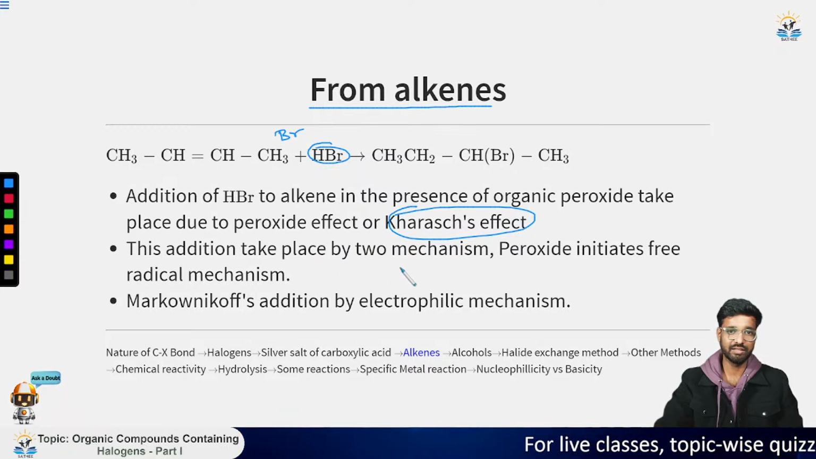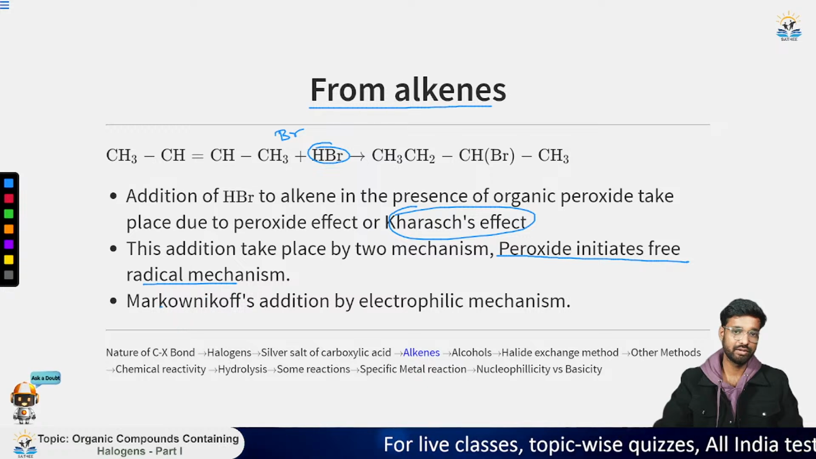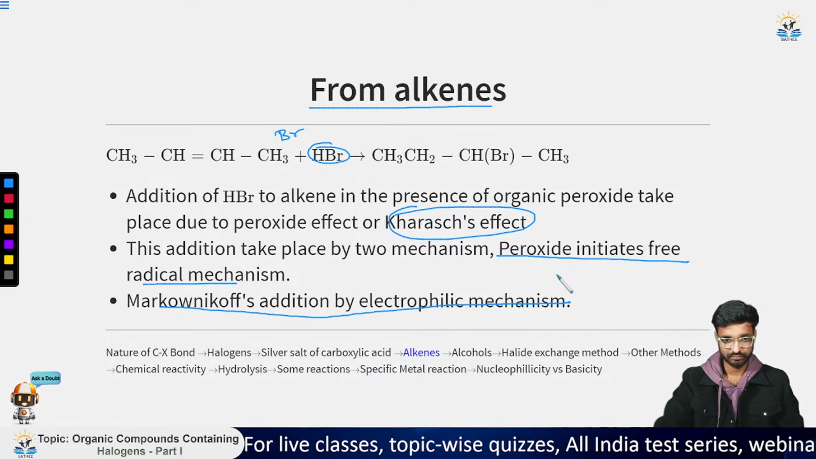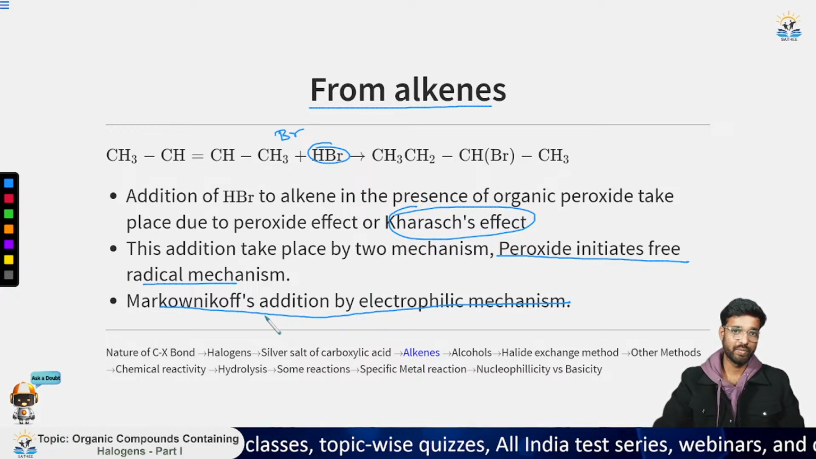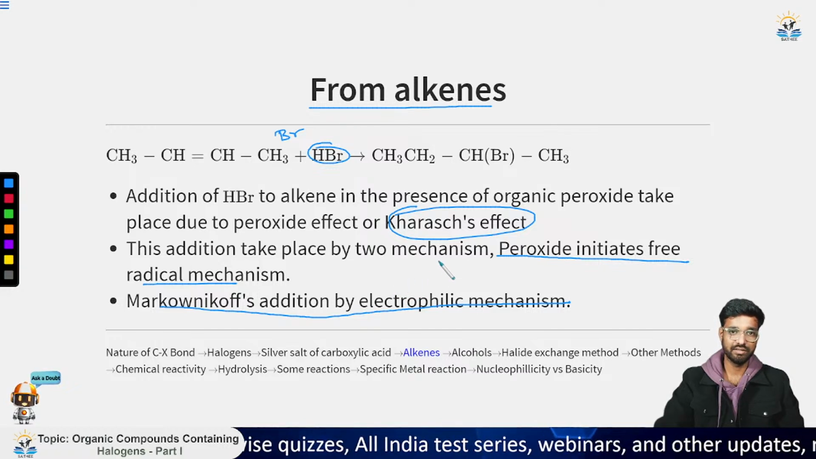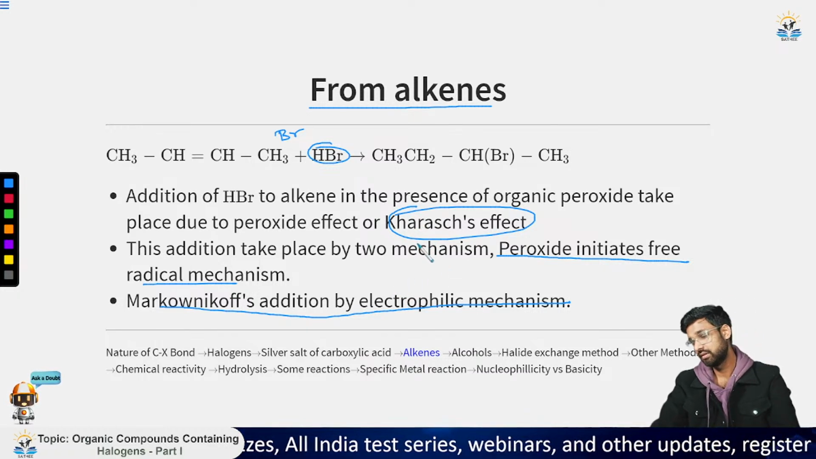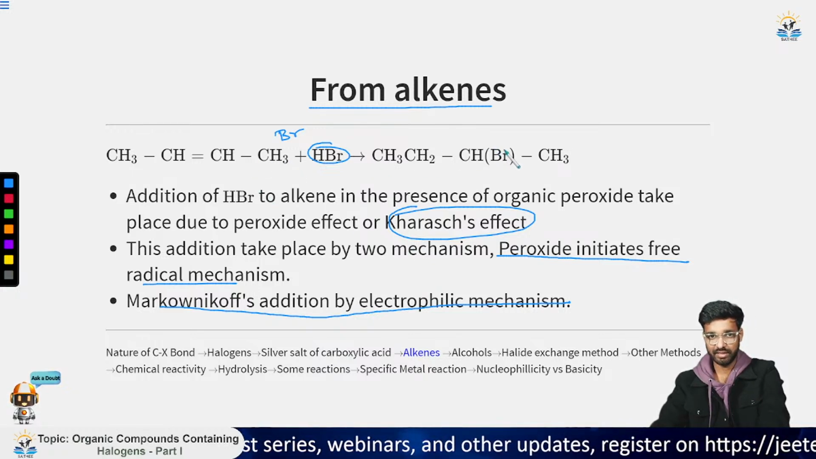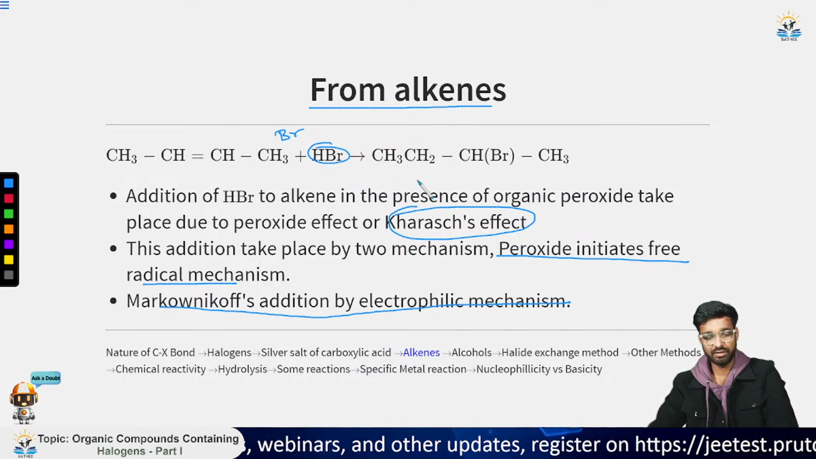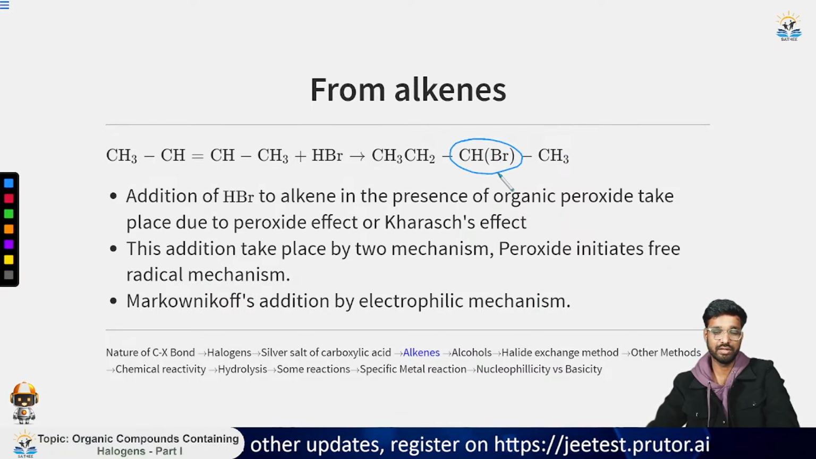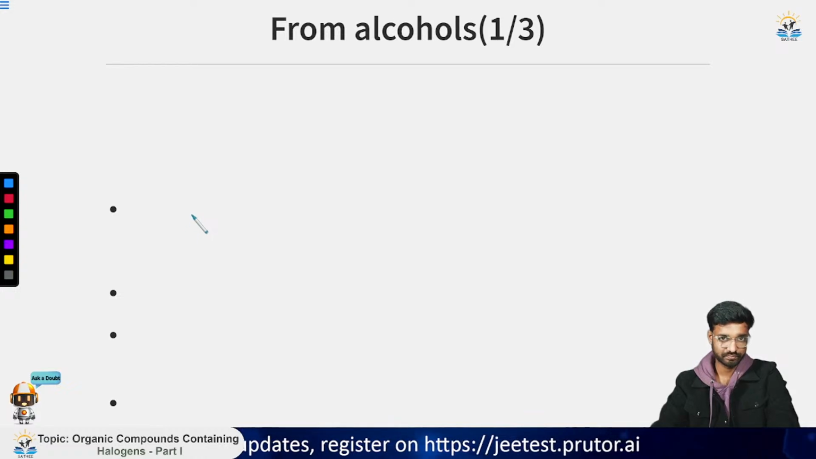Okay, so addition of HBr to alkene in the presence of organic peroxide takes place due to the peroxide effect. The addition takes place by 2 mechanisms. Peroxide initiates the free radical mechanism, and Markovnikov addition goes by the electrophilic mechanism. So this is the Markovnikov addition. It takes place through the formation of a carbocation, and in Kharasch, in the presence of peroxide, it takes place through the radical mechanism. In the radical mechanism, the Br is added at the terminal carbon, and in the Markovnikov, it is added to the secondary carbon because the secondary carbocation is more stable.